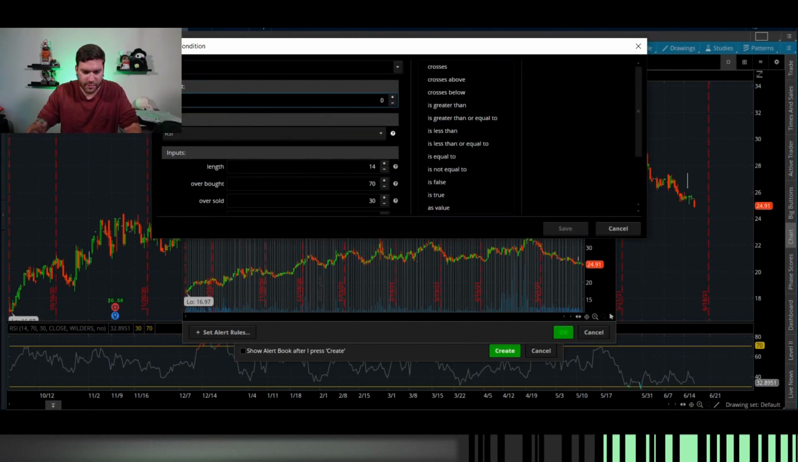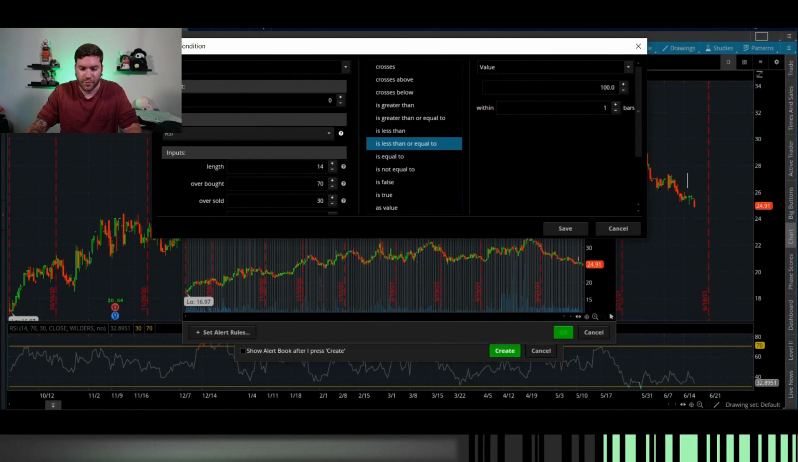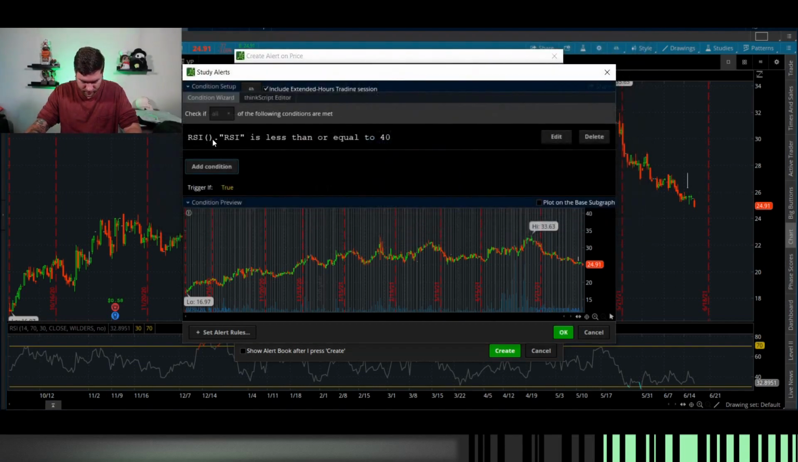So for RSI, it's study. RSI. Don't change anything. RSI is less than or equal to the value of 40. Boom. Because now when RSI crosses below 40, it's going to go off on this time frame. So every single time it crosses below 40, we'll have an alert. Save. When RSI is less than or equal to 40, it goes off.